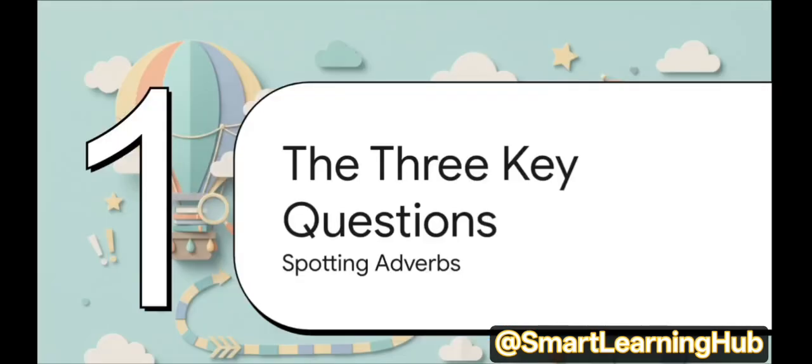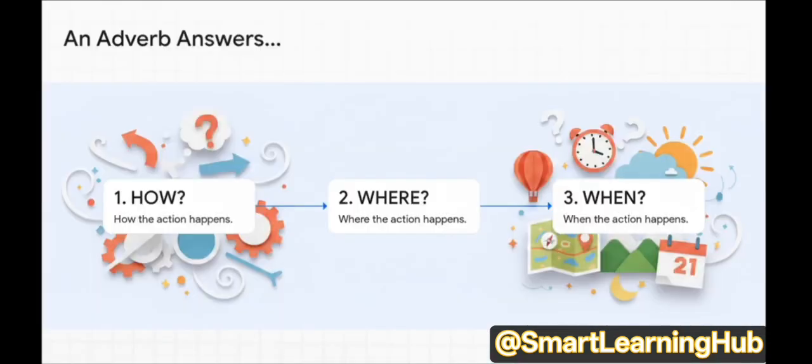All right, now for the fun part, the practical tool. There's this super simple test you can use to find an adverb in pretty much any sentence. All you have to do is ask 3 key questions. And here they are, the big 3. How, where, and when. Seriously, if a word in a sentence answers one of these questions about the verb, the action word, you've almost certainly found your adverb. Let's see it in action.